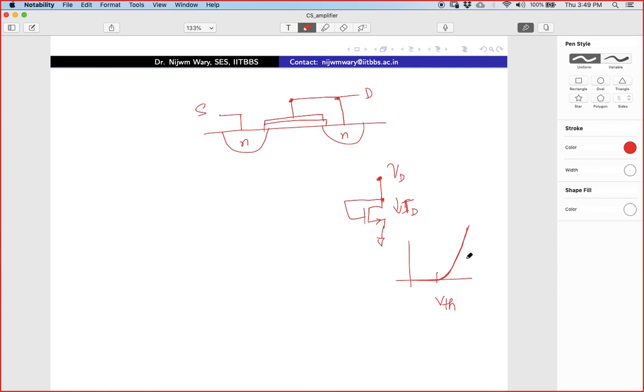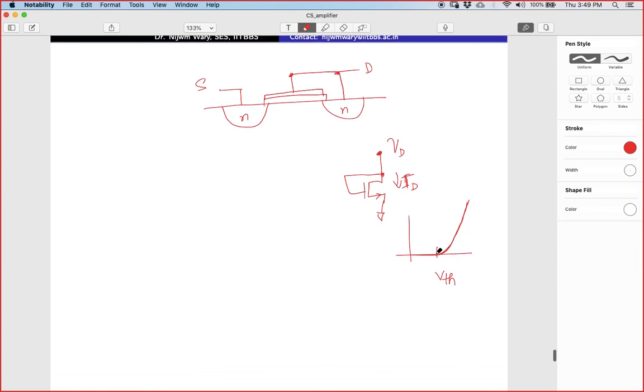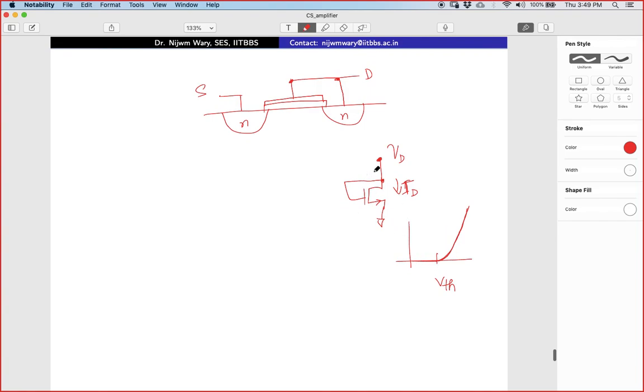Yes, because the behavior is like a diode. After a certain voltage, it just shoots up. Although it is square law here and in an actual diode it is exponential, because of the behavior, it's called diode connected. No other region in that.